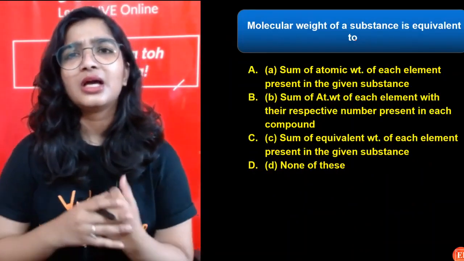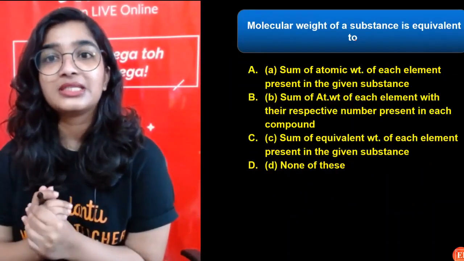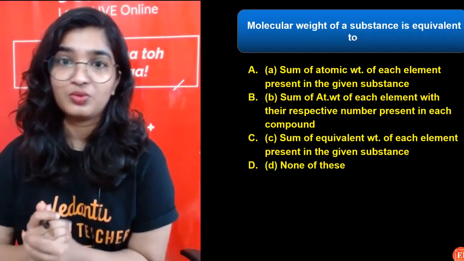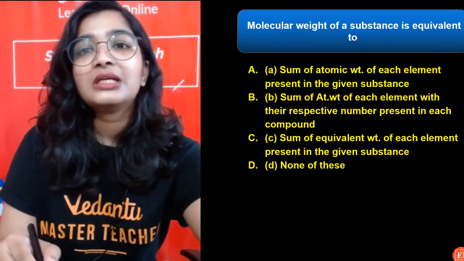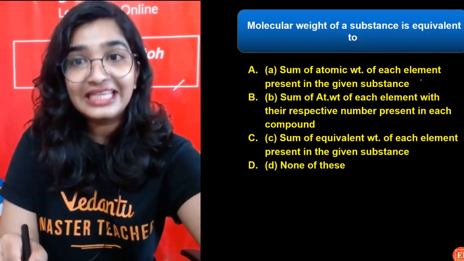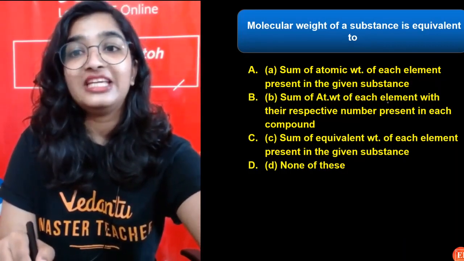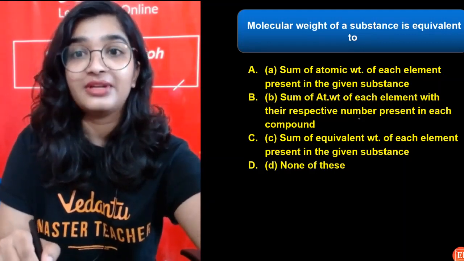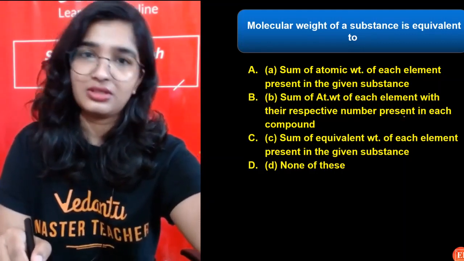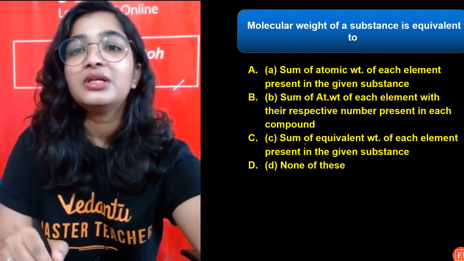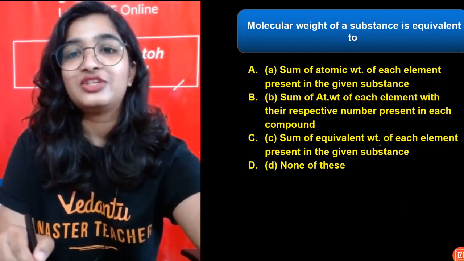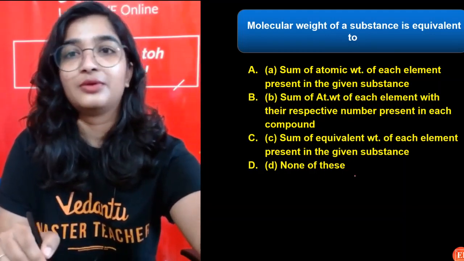Next, molecular weight of a substance is equivalent to, read out the options carefully: sum of the atomic weight of each element present in the given substance; sum of atomic weight of each element with their respective number present in each substance or compound; sum of equivalent weight of each element present in the given substance; none of these.